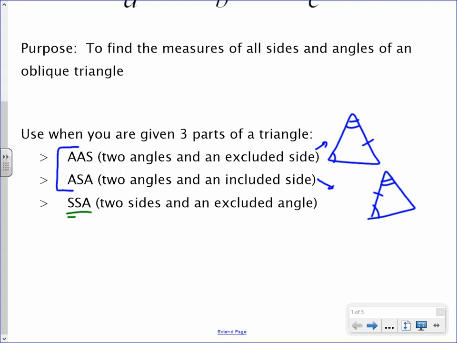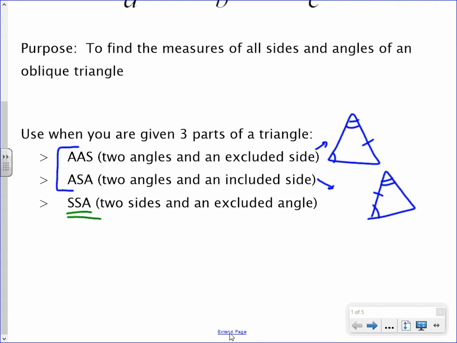Tomorrow, we are going to talk about the side-side-angle case. It's actually a special case. We call it the ambiguous case because something funky happens. So we're going to dedicate all of our time tomorrow to the side-side-angle case. And then Monday, we're going to talk about the law of cosines, which requires different pieces of information.